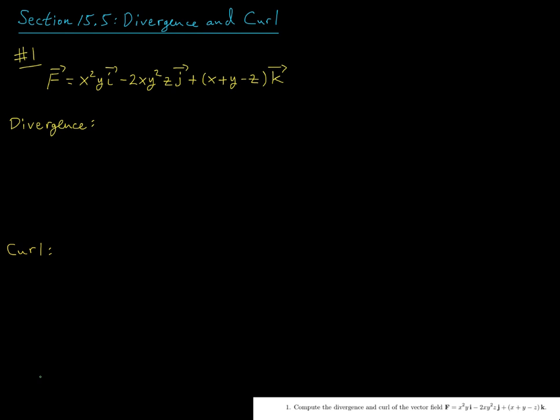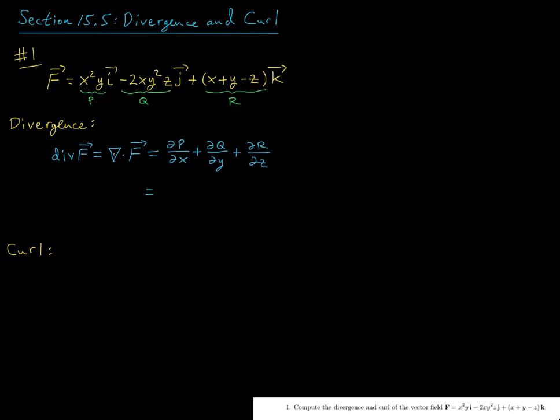All right, in this video, we're going to look at problem 1, which says compute the divergence and curl of the vector field F, which is x squared y i minus 2xy squared z j plus the quantity x plus y minus z k.